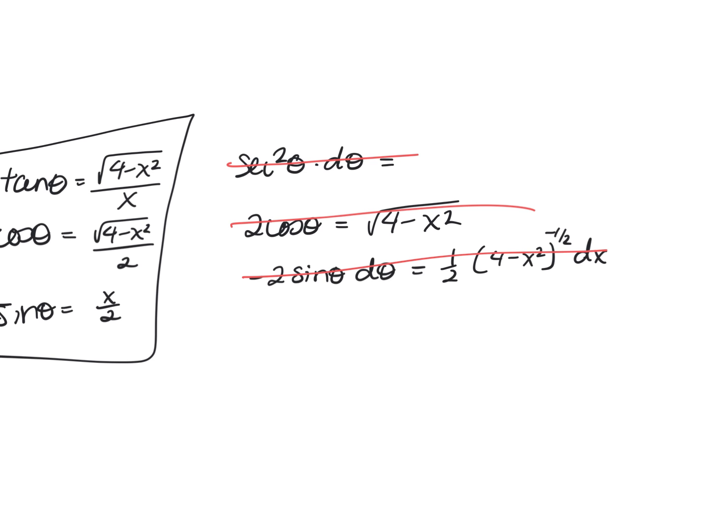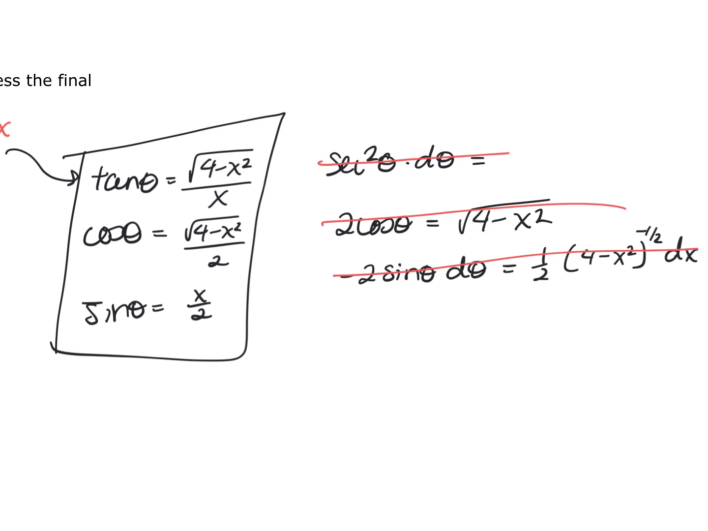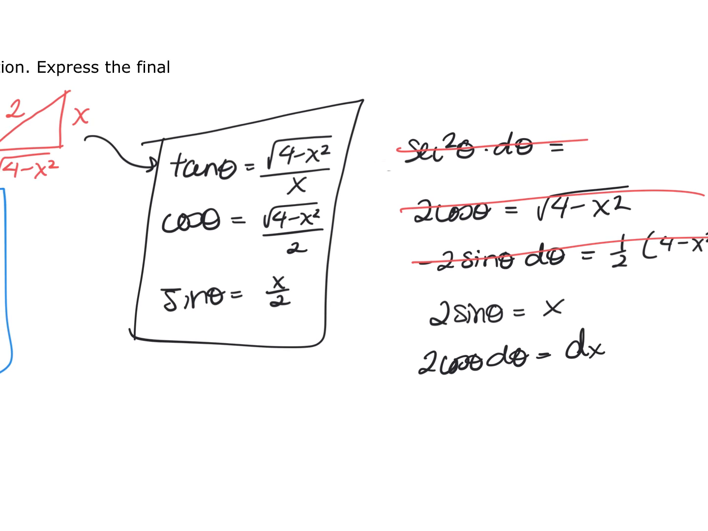And then I have my last one. My last one would be 2 sine theta is equal to x. So that means 2 cosine of theta d theta is equal to dx. Ooh, there's my substitution. So I have a replacement for dx.